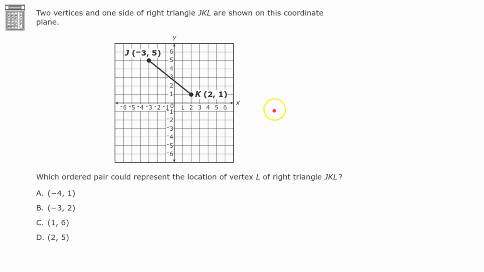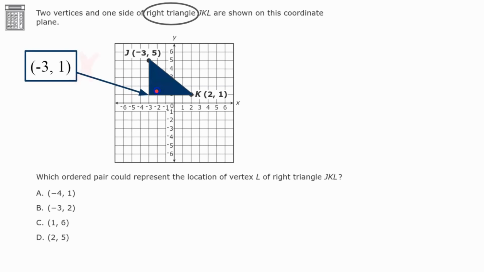Welcome back. So my strategy is I'm going to plot, knowing that I have to make a right triangle here, which means it has a 90-degree angle. I'm going to go ahead and draw this triangle in there. Because if I connect these right here to make a right triangle, I could do this. So this would have to be L. That is -3, +1. None of those choices are there. So I'm going to take this away.